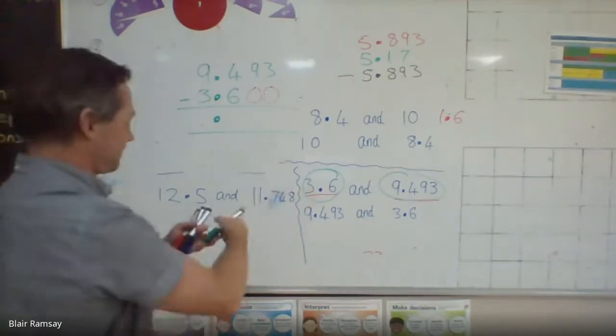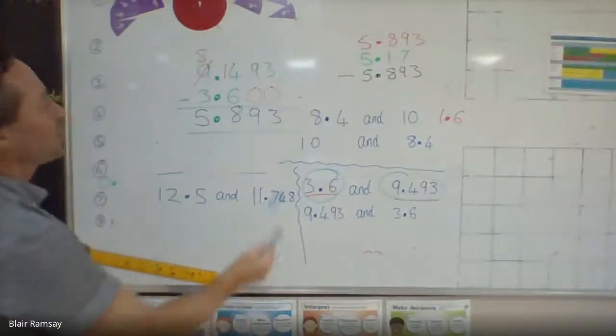Zaina, talk me through it. So first of all, you're going to start from the right. 3 minus 0, we can do that. That's 3. And then 9 minus 0, that's 9. And then 4 minus 6, we can't do that. So we go to the left. 9, and then we take away from it 1, 8. And then we put 1, which makes it 14.